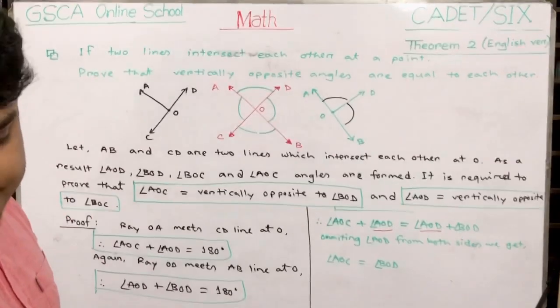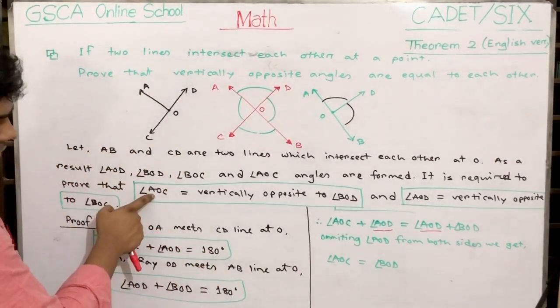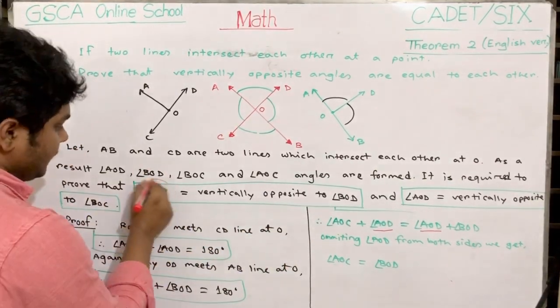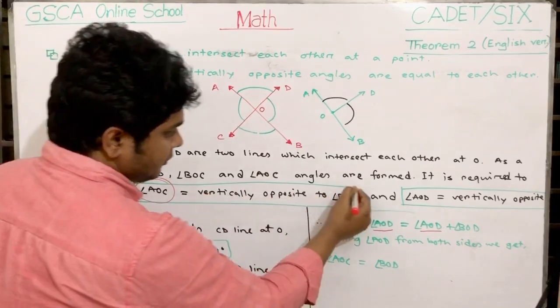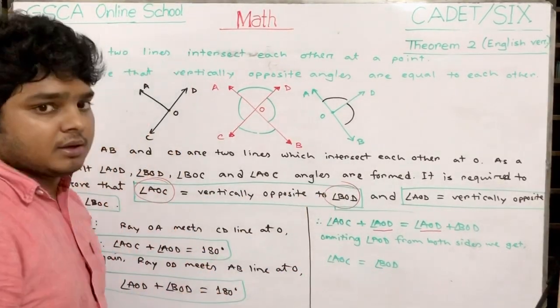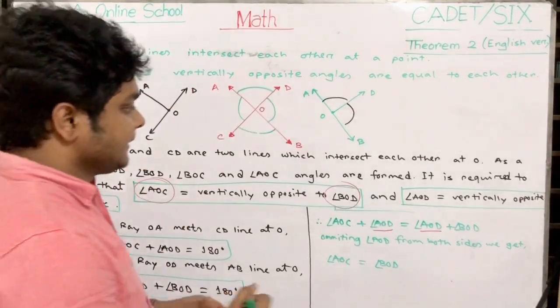Listen carefully and take a look here. AOC is equal to BOD. What was our first thing to prove? AOC will be equal to BOD, right? AOC is equal to BOD. Have we proved it? Yes, we have done it.